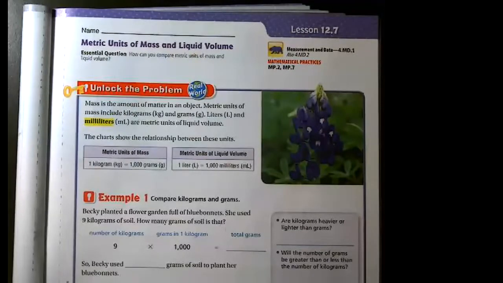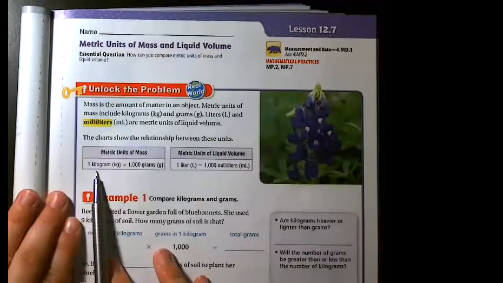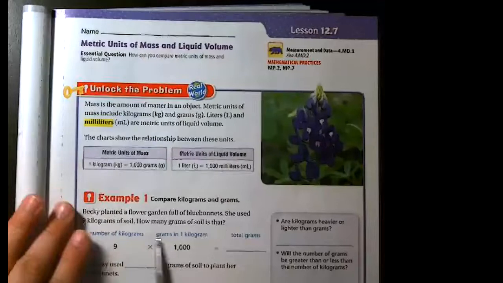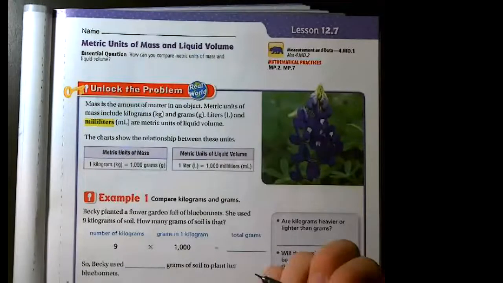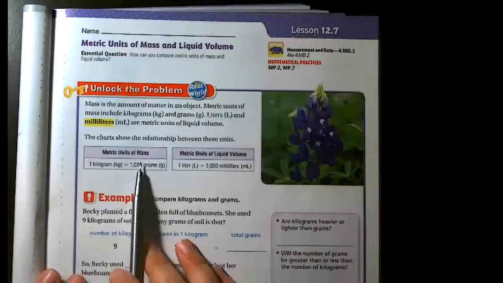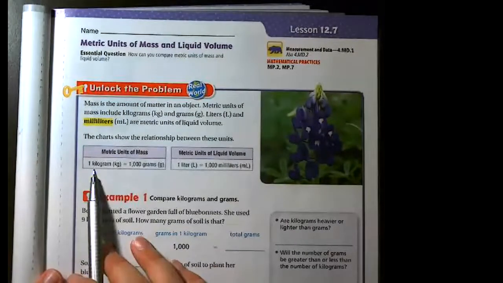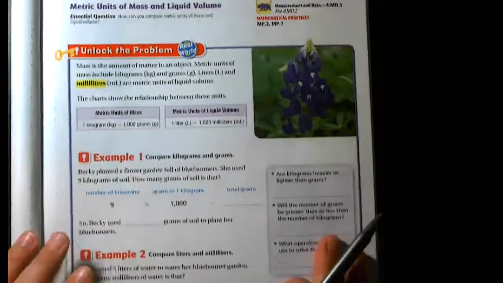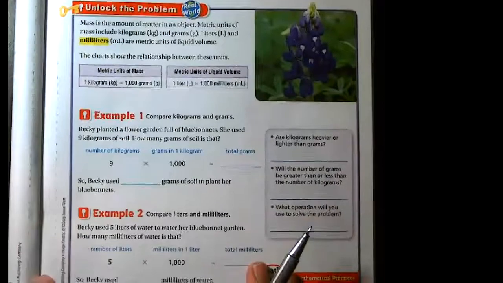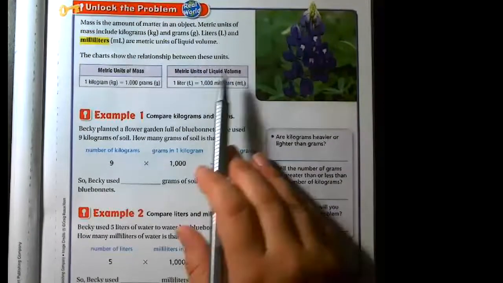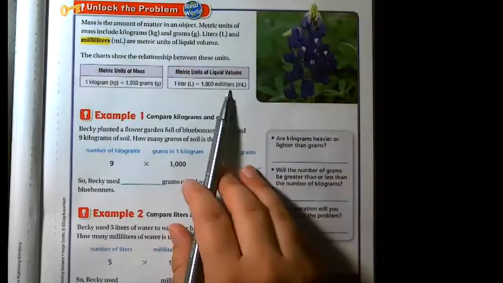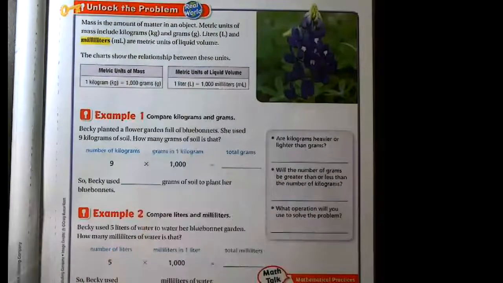For both of these relationships, they use the same number. They use 1,000. So 1 kilogram is bigger than a gram. It takes 1,000 grams to make 1 kilogram. When we look at the metric units of liquid volume, it takes 1,000 milliliters, or ml, to make 1 liter.